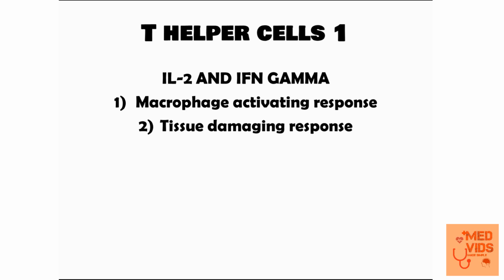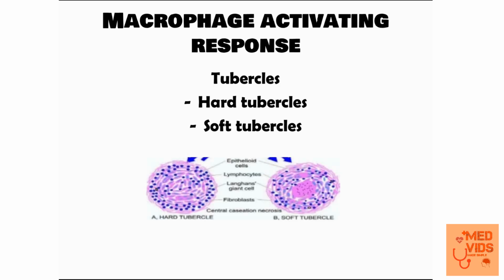Okay, so if the macrophage activating response is good, the person will be able to control the infection, and if the tissue damaging response is very less, the person will be able to come out of the disease with very less morbidity, with very few fibrotic nodules and not much lung damage. Okay, so there should be a balance between these two. Let's talk about macrophage activating response. In macrophage activating response, if the macrophages are successfully able to overcome the self-defense mechanism of the tuberculosis bacteria, they can successfully control the infection.